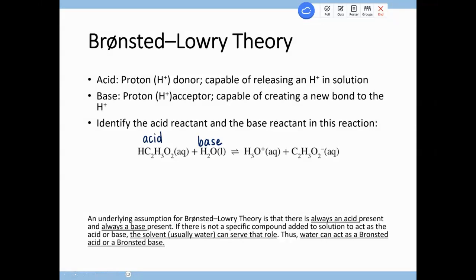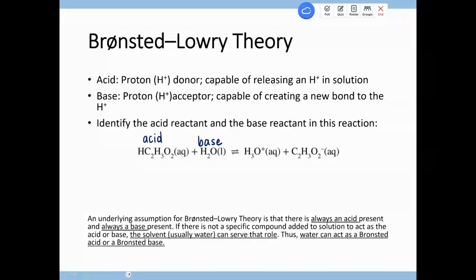You would either be able to tell by looking at reactants and products if water is acid or base, or you'll be told that you're adding an acid to solution. If you're adding an acid, then water will act as a base to complement the acid. Or if you're told a base is added to solution, then water will act as an acid so that the other molecule can act as a base. There'll always be an acid and a base present.